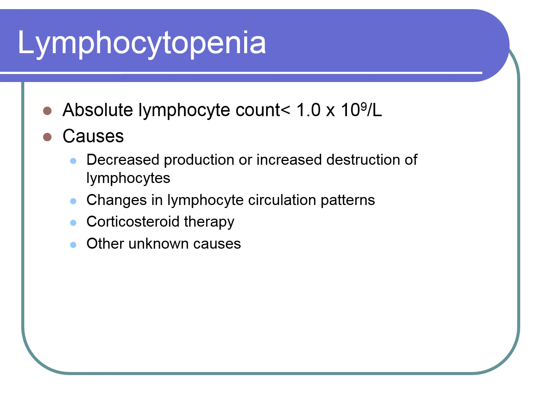Lymphocytopenia means a decrease in lymphocytes, with the absolute lymphocyte count below 1000 per microliter. It may be due to decreased production or increased destruction of lymphocytes, or changes in the lymphocyte circulation pattern, or may be associated with corticosteroid therapy.